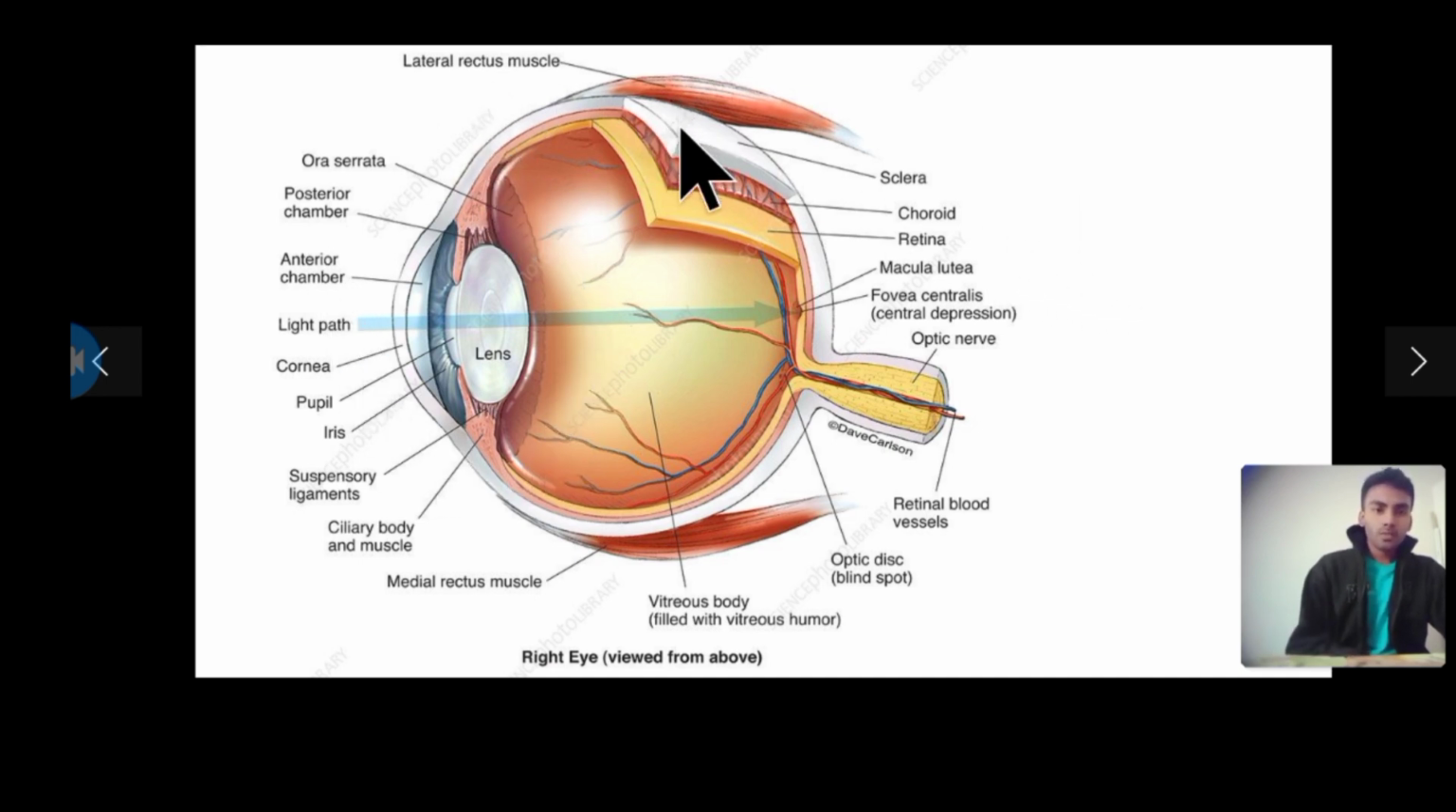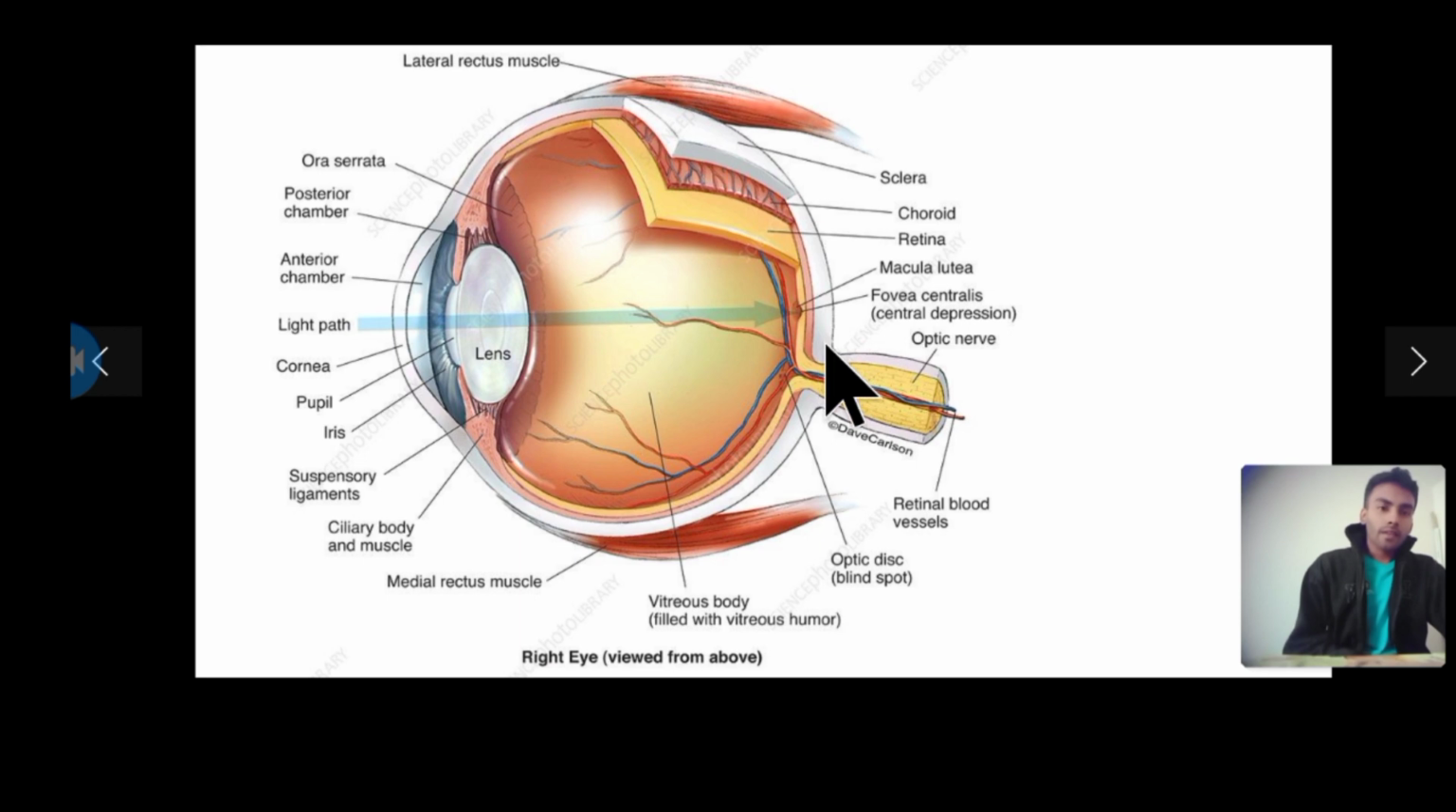At the back surface, these red and blue colored ones are the retinal blood vessels, meaning the retinal arteries and retinal veins. These are the three coats of the eyeball. The fibrous coat is the sclera, the vascular coat is the choroid, and the nervous coat is the retina. In the retina there is a place called the macula, and in the macula the central depression is called the fovea, where our eyesight takes place.